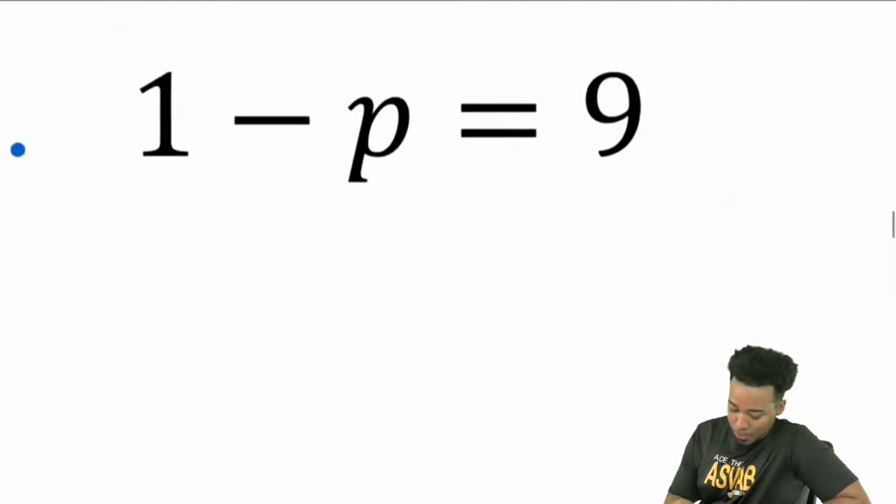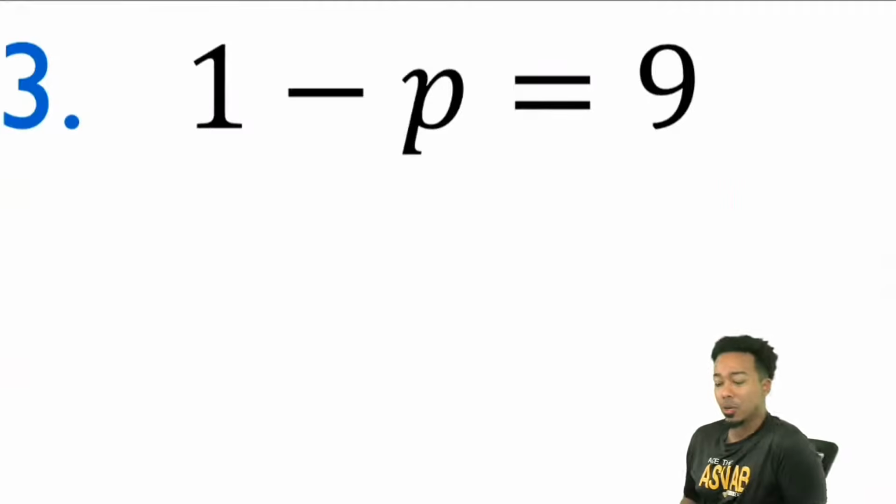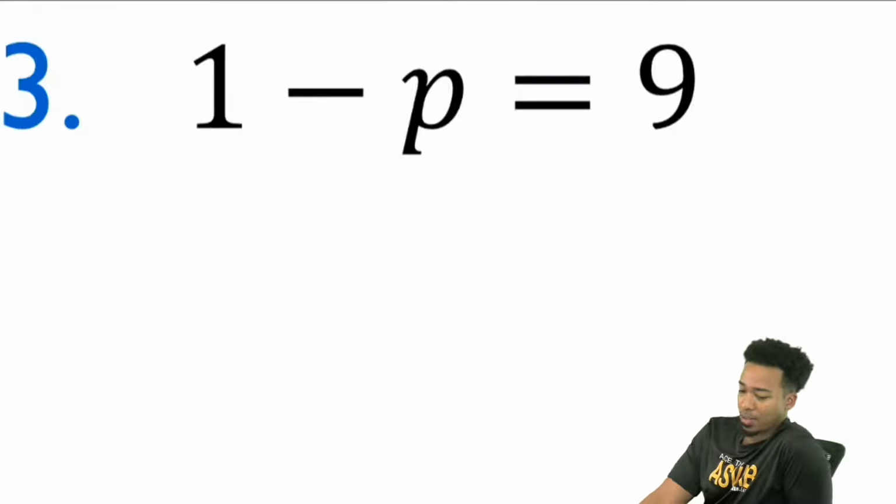But let's go ahead and go to number 3 here. We have 1 minus P equals 9. Let's check this one out here. 1 minus P equals 9.